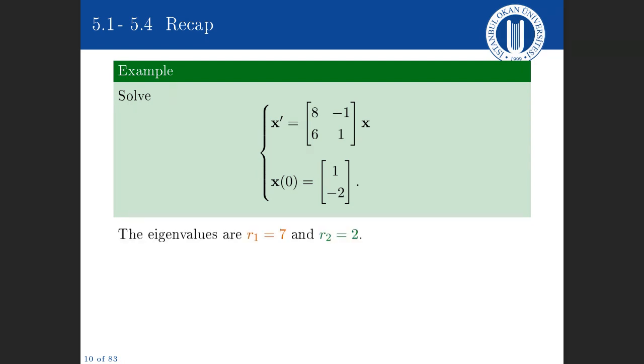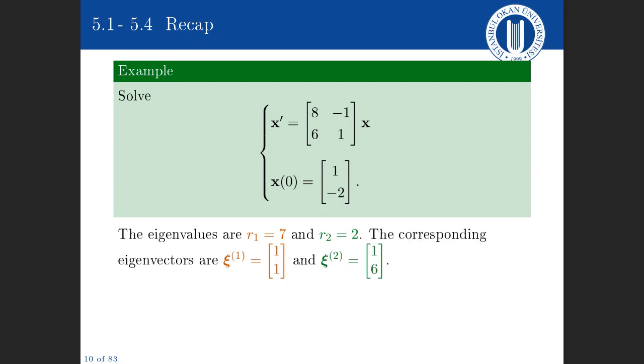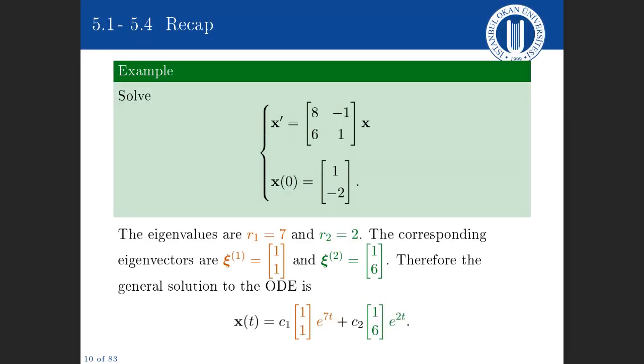I'm trusting that you know how to find eigenvalues and eigenvectors, so I'm just going to tell you that the eigenvalues are 7 and 2, and the eigenvectors are 1, 1 and 1, 6. I leave this for you to check. As soon as we know these, we can write down the general solution. Constant eigenvector e to the power eigenvalue t plus constant eigenvector e to the power eigenvalue t.